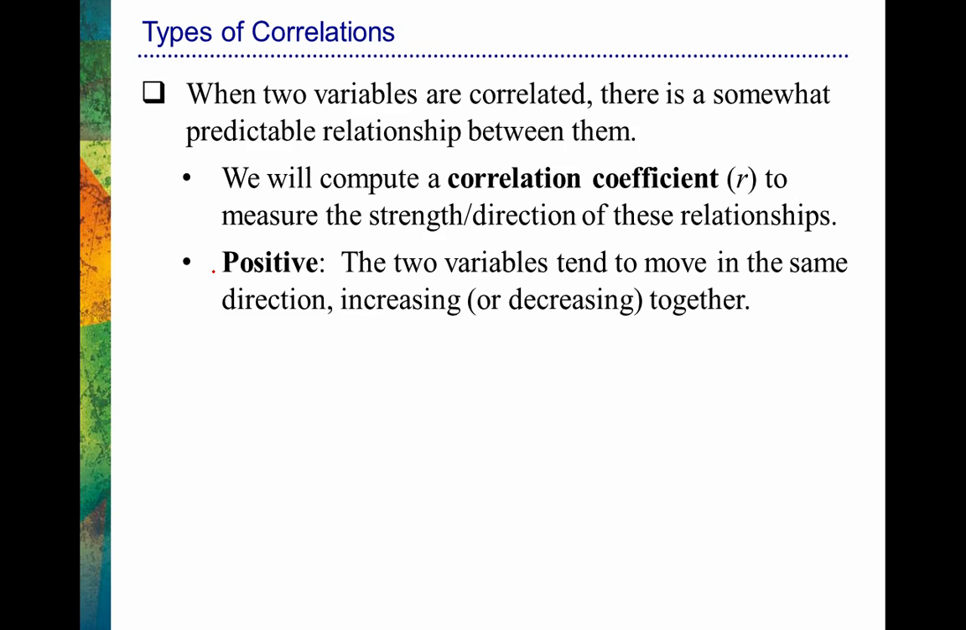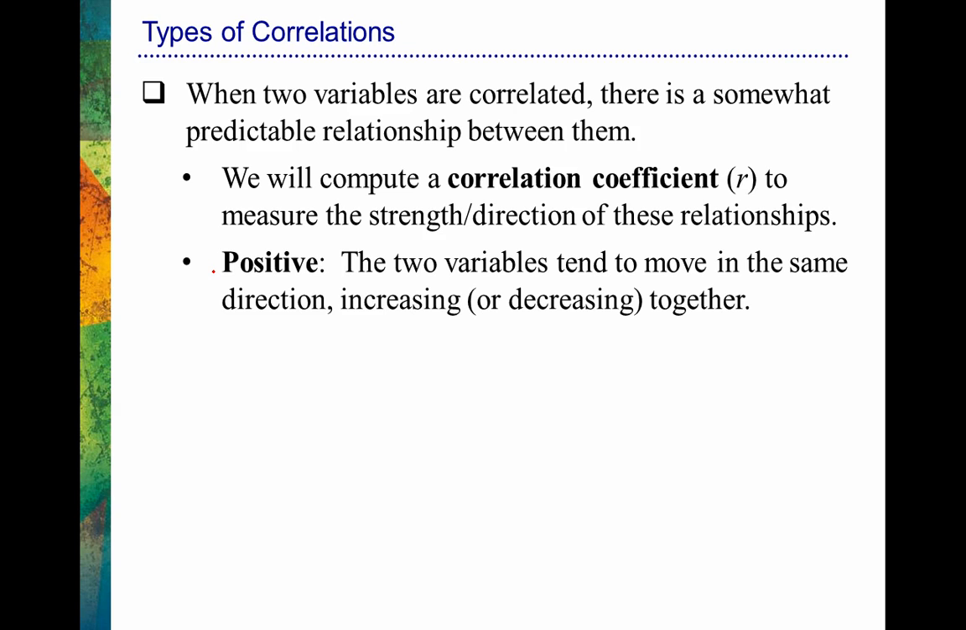So let me give you an example of two things that would be positively correlated. High school GPA and college GPA tend to be positively correlated. Students who have very high GPAs in high school tend to have high GPAs in college. Students who have lower GPAs in high school tend to have lower GPAs in college. So I think you can see from that example that the two variables tend to move in the same direction at the same time. That would be a positive correlation.